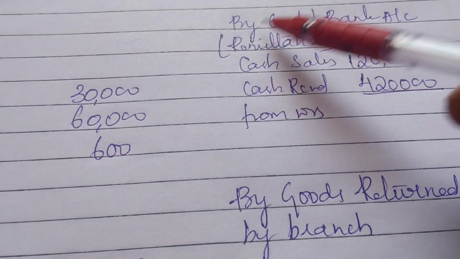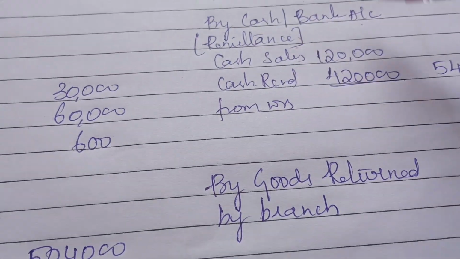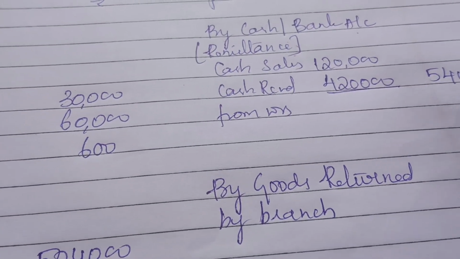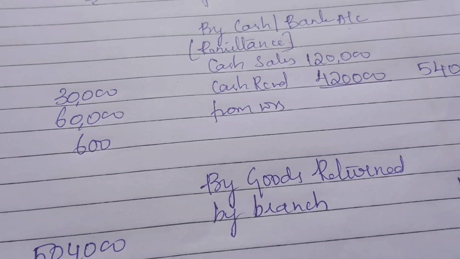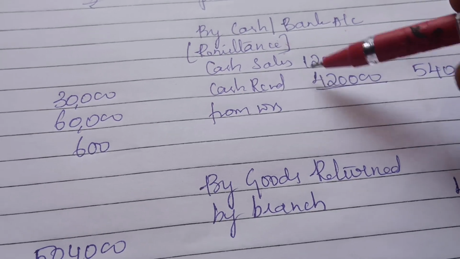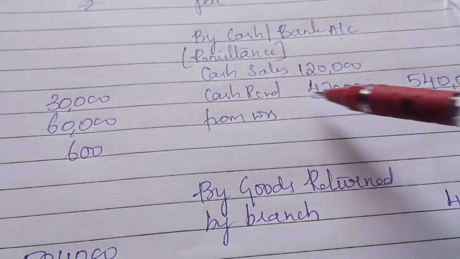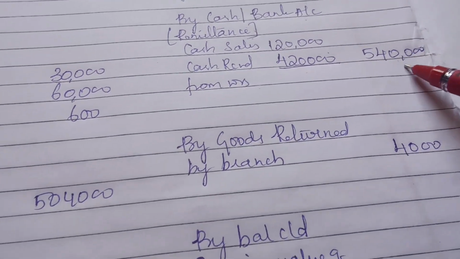Next, come to sales. By cash, bank, in brackets, remittance. Remittance means branch will send some amount received out of sales or amount received from debtors to head office, that is called as remittances. So whatever the cash branch is getting, it is going to send it for the head office. So cash sales, cash received from debtors, both you are going to add and show here.